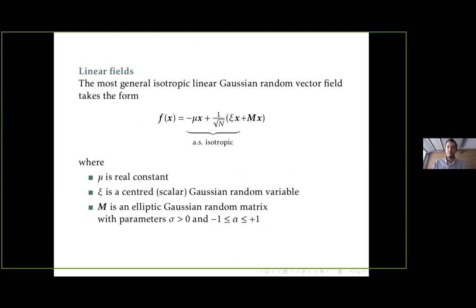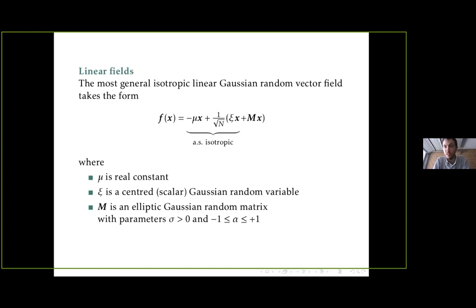Okay. So if you impose this kind of symmetry condition on a linear field, then we actually get something that looks very similar to the model that I had before. So we will again have this minus mu x term, that is this deterministic term, and we will have this mx term, that is this Gaussian matrix that we had before, and then we'll have that spectrum that is uniformly distributed on an ellipse in the complex plane for large n. They're sometimes called the elliptic Gaussian ensemble.